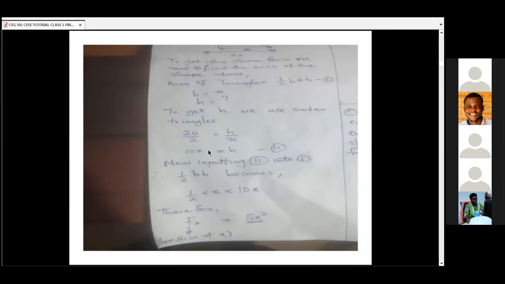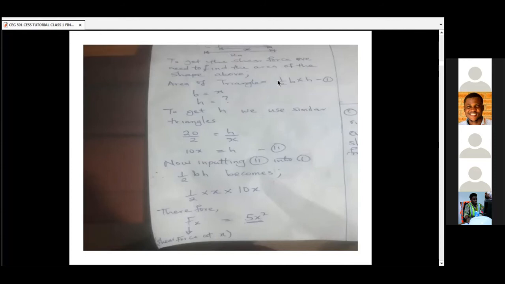Now, putting that into the area of the triangle, which is half base times height, our base is X, we already know that. Then our H, through our own derivation, equals 10X. Are we following?